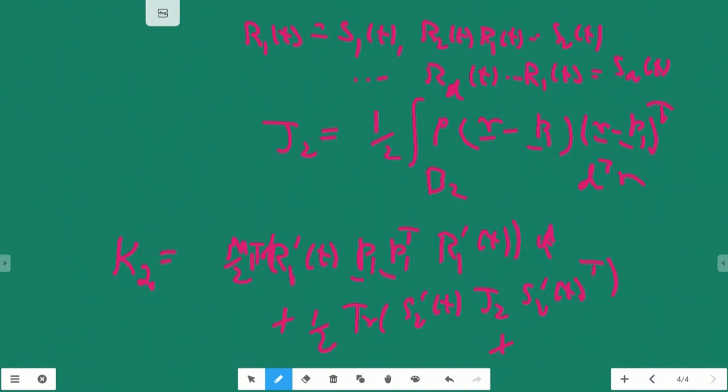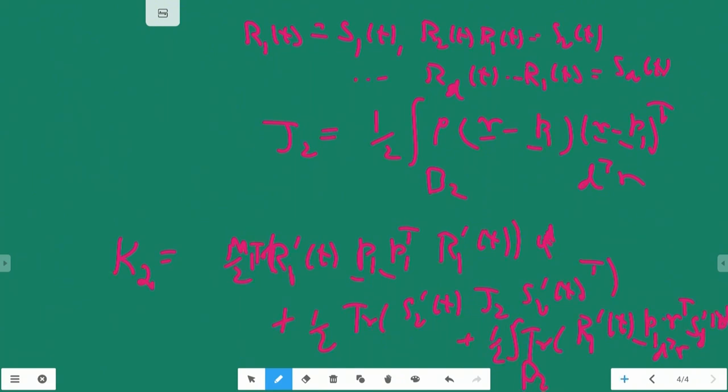So, it will be trace of R1T into P1 into R transpose into S2 dash T D3R, and this integral is taken over the body of the second link. So, this integral of R D3R will give you the center of mass, the mass of the second link times its center of mass. So you will get such cross terms also. What is important is that R1 dash T has been written as S1 dash T.